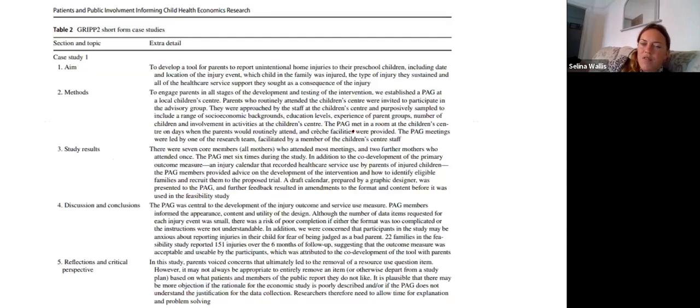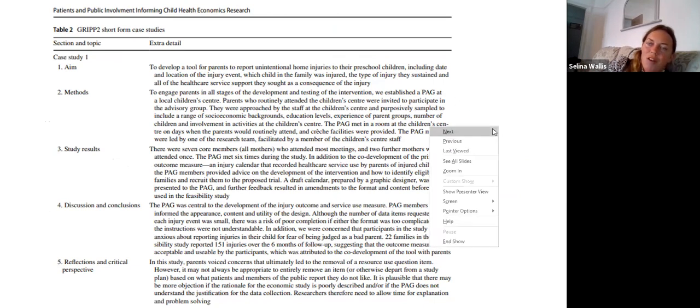And then there's another example which I won't go through now because we're running out of time, but you can have a look yourselves and critique it and see whether you think it tells us what we would want to know.